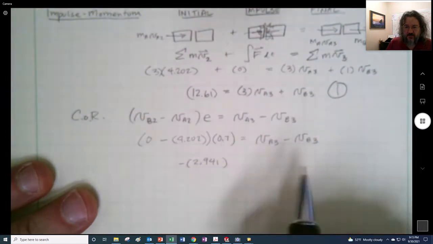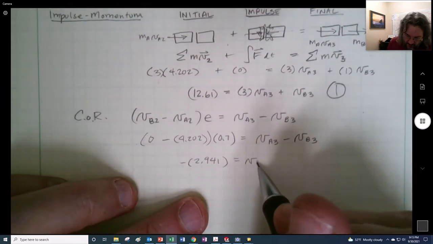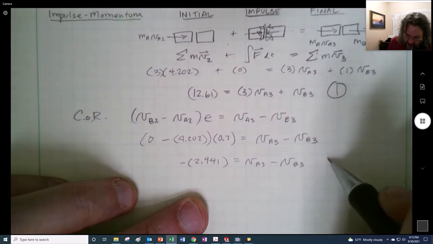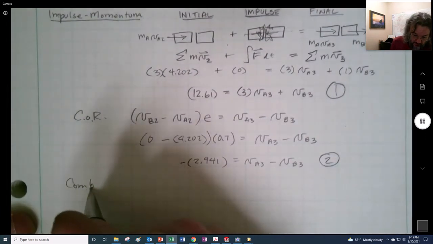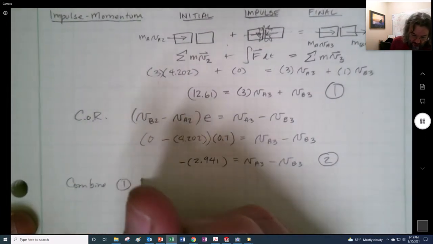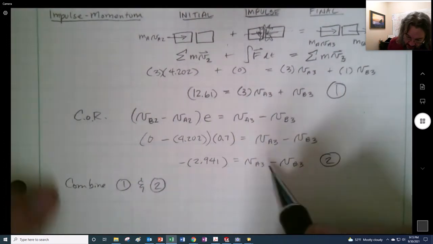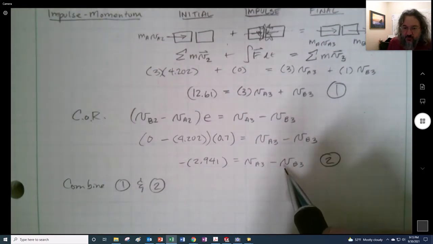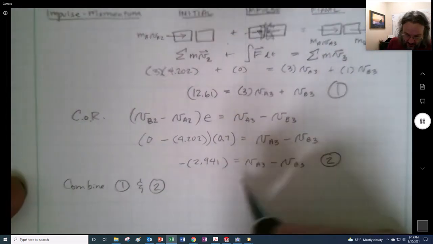Focus. There you go. Something to focus on. Okay. And VA3 minus VB3. So here's equation 2. Combine 1 and 2. All right, so let's see. I really care about B more than A, although I will need A at the very end of all of this. So I've got to get both of them.